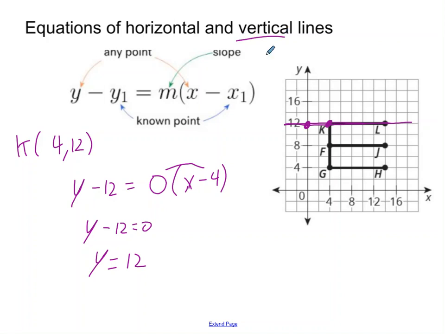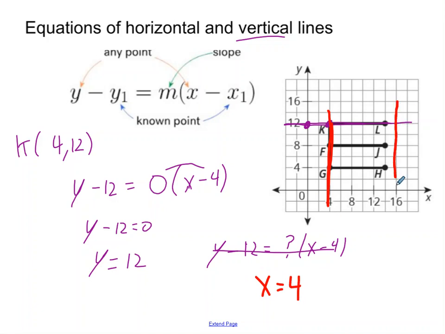For a vertical line, well, if I wanted to do this, I would have y minus y1, which would be 4 or 12, equals an undefined slope times x minus 4. So that doesn't work. It's going to be the same principle as with the y-axis. The x line goes through 4. So a vertical line would be x equals 4. Or in this case, if I draw this one here, x equals 16.